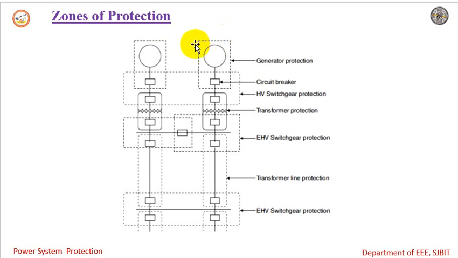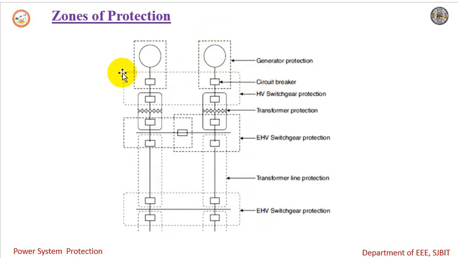Here you can see these dotted lines. This is a picture of the zones of protection, and this is a single line diagram of the power system. We can see here this is the generator, these are circuit breakers, switchgear, and here we have bus bar, bus couplers, transformer, transmission lines, bus bar again. So the dotted lines represent the zone of protection. This is one zone of protection. In this zone, the generator is protected, as well as the circuit breaker.